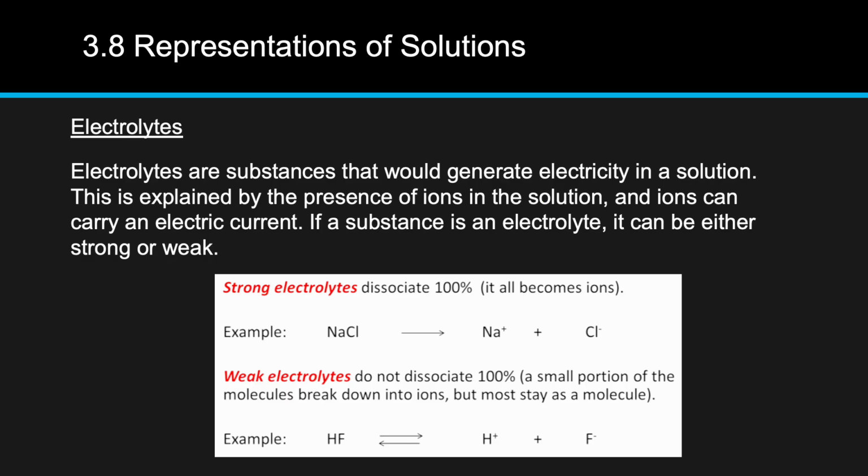So as mentioned on the last slide, electrolytes are substances that produce ions in water, which means they can conduct electricity. Strong electrolytes like NaCl are going to break apart completely, so they carry current very well, whereas weak electrolytes only partially break into ions, so they still can conduct electricity, but it's much less of a current. And then the strength is going to depend on how much the substance dissociates into ions.